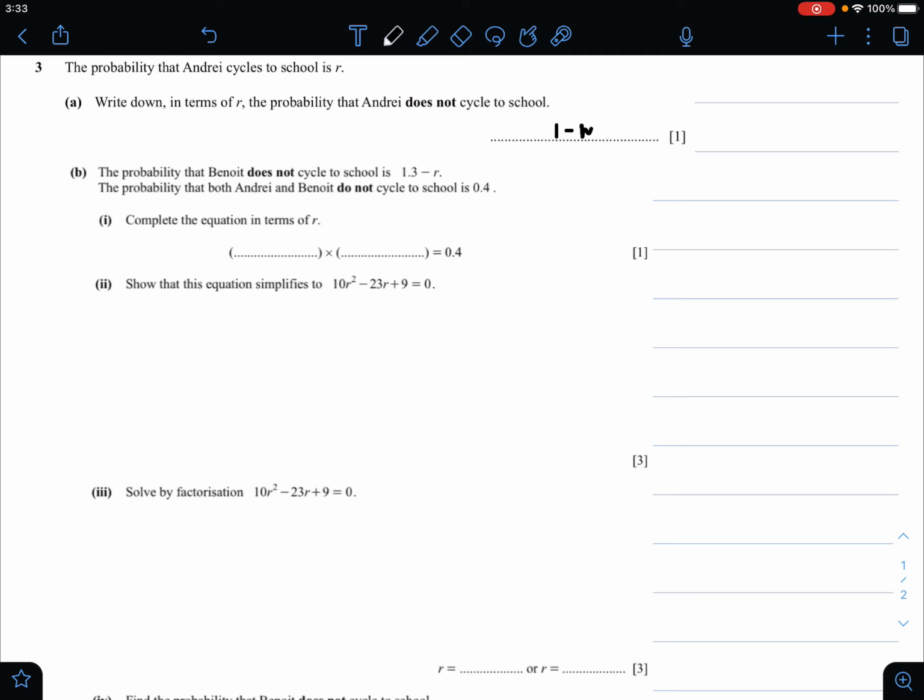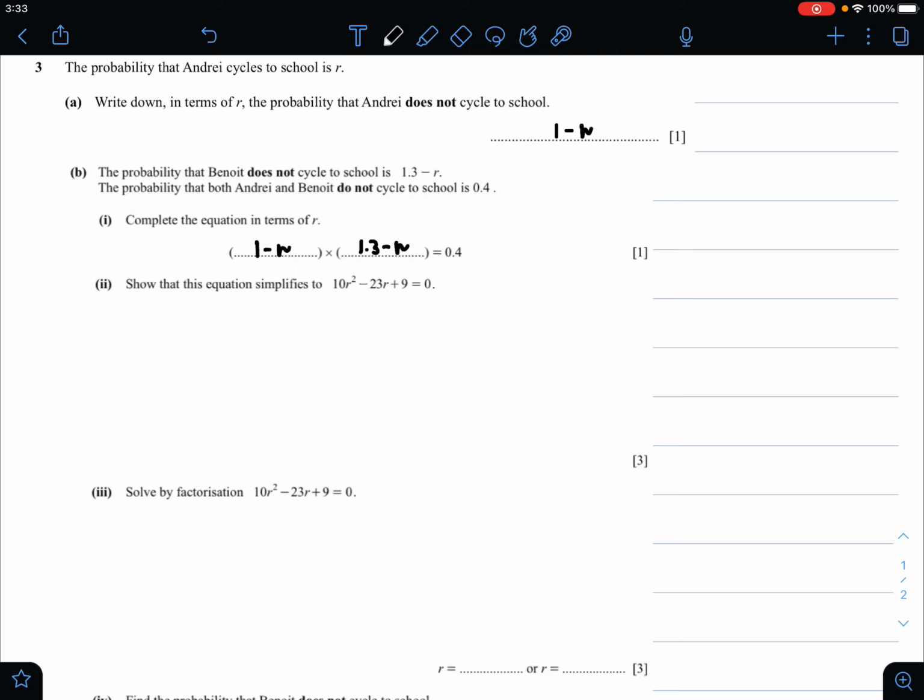For part B1, they are telling us that the probability that Benoit does not cycle to school is 1.3 minus r. The probability that both Andrea and Benoit do not cycle to school is 0.4. Since it's "and", we multiply the probabilities that they do not cycle. So the probability that Andrea doesn't cycle is 1 minus r, and the probability that Benoit doesn't cycle is 1.3 minus r.